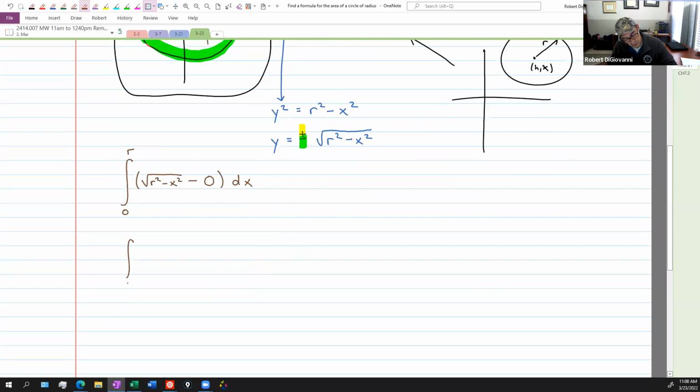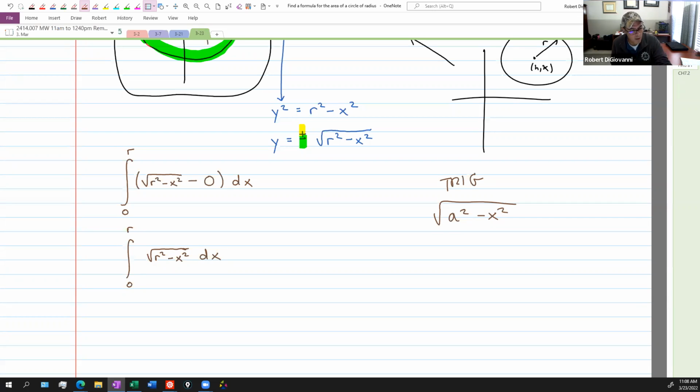Which is just the integral from 0 to r. I don't need the 0 in there. The square root of r squared minus x squared dx. And for this, I'm going to find the antiderivative, and I'm going to use trig sub because I have a square root here, right? And I have something that looks like the square root of a squared minus x squared. So for us, when we do the trig sub, the r is the a in the trig sub.